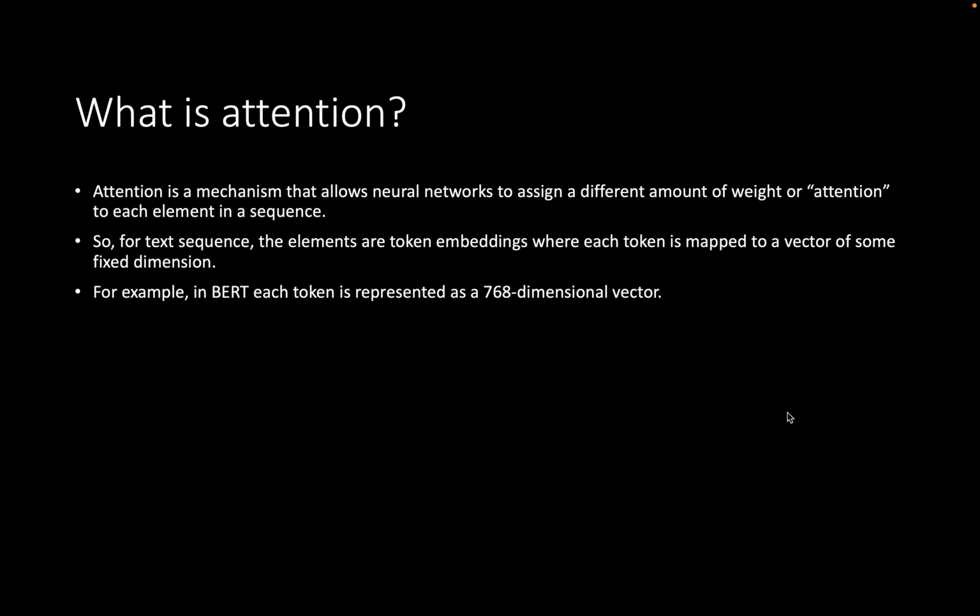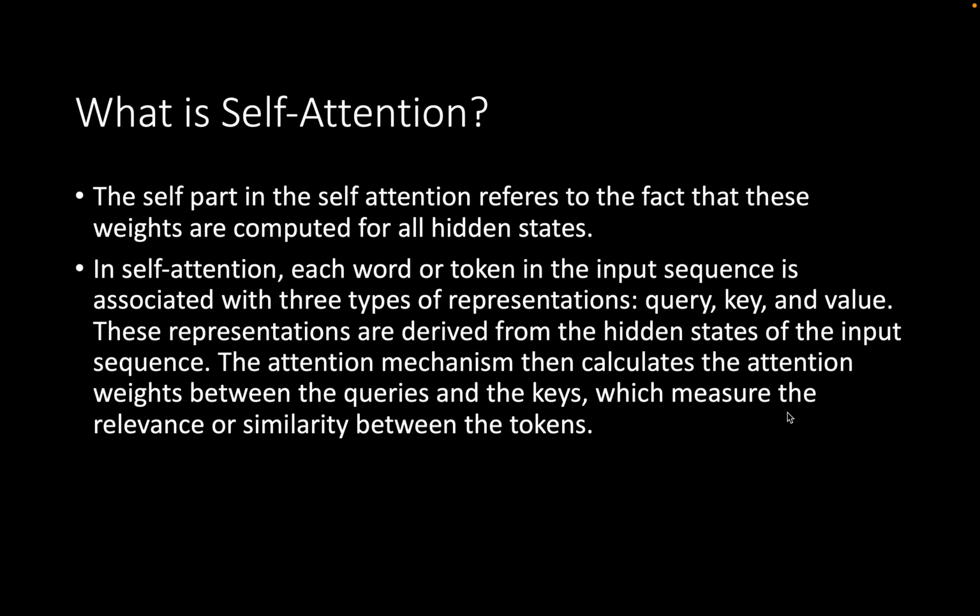If you talk about the token embedding in BERT, which was developed by Google, each token is represented as a 768 dimensional vector. And what is self-attention? What is the "self" in self-attention? The self part of self-attention refers to the fact that these weights are computed for all the hidden states. Let me briefly explain.